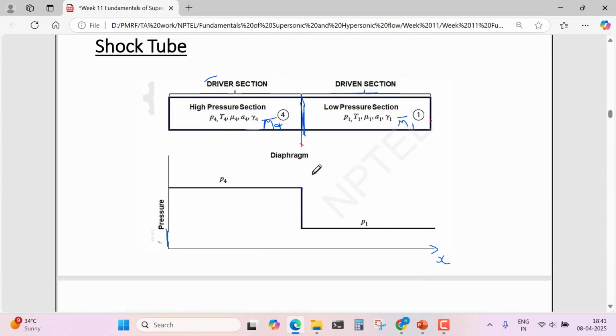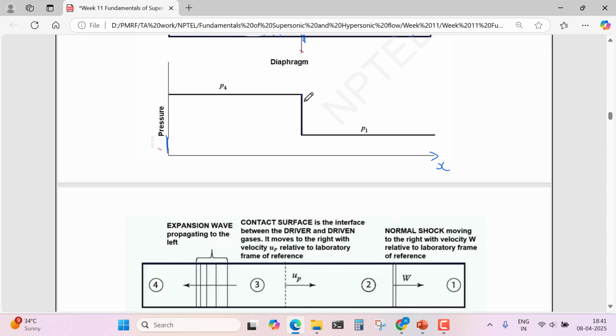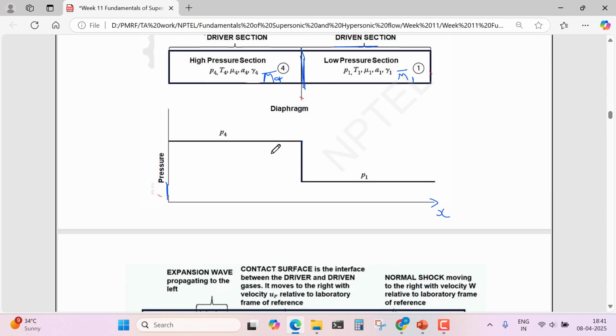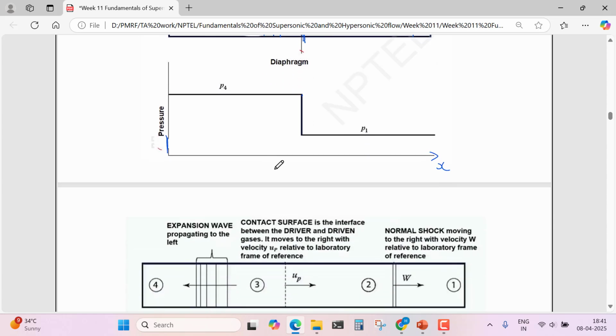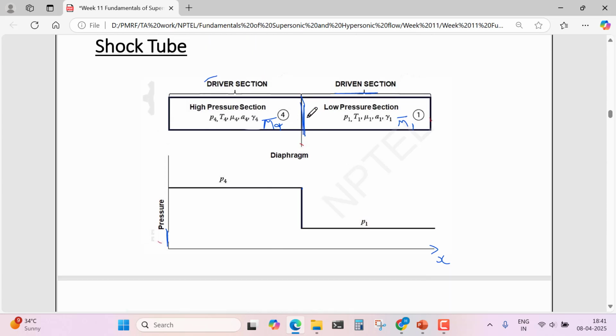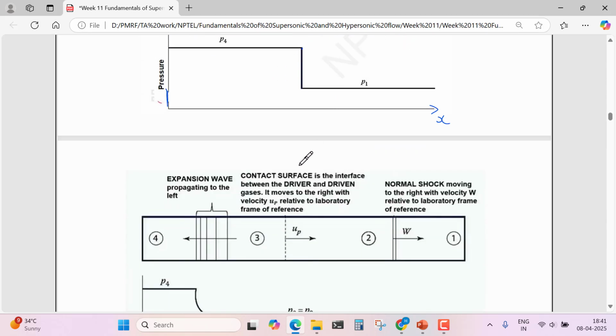Now, when this diaphragm bursts, this diaphragm can be burst in many ways. So, if this diaphragm bursts, then what will happen? One normal shock will move towards the low pressure section, it means the driven section, and one expansion wave will move towards the high pressure section.